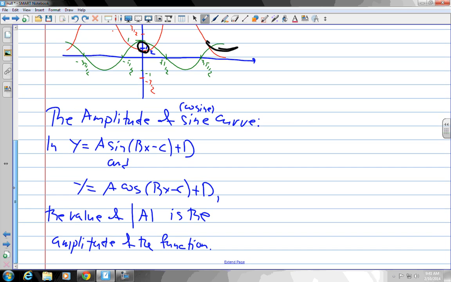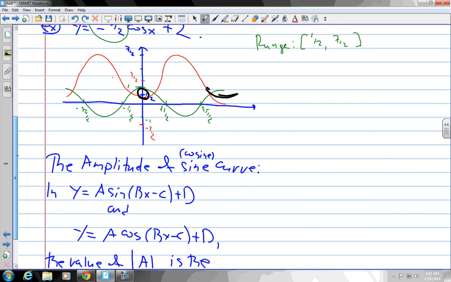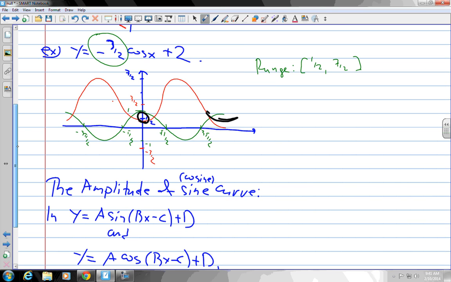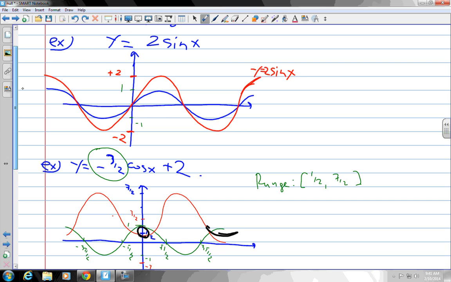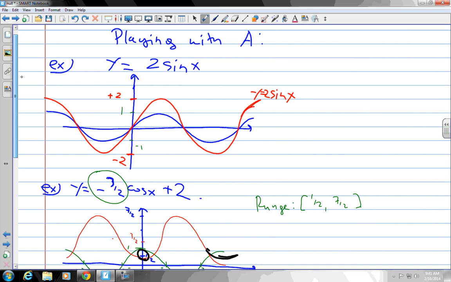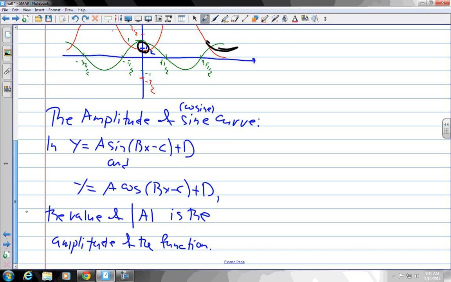All right. Any questions on what the amplitude is? Scroll down. Yeah.